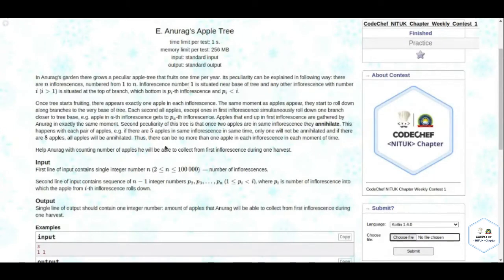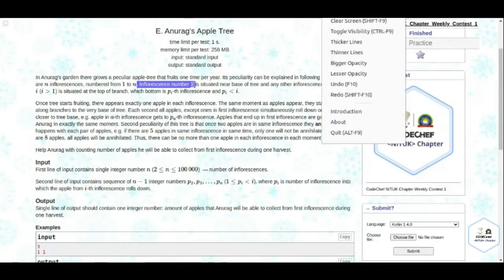In Anurag's garden, there grows a peculiar apple tree that fruits once per year. Anurag's garden has an apple tree which bears fruit only once a year. It is peculiar because there are n inflorescences, meaning the part of the tree where the fruits grow, numbered from 1 to n. Inflorescence number 1 is situated near the base of the tree.